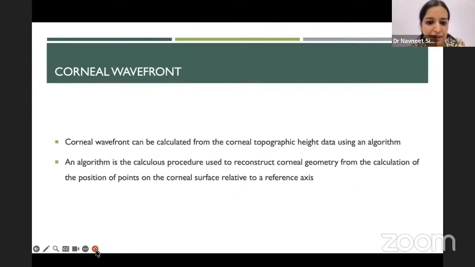Now, what is corneal wavefront? It can be calculated from the corneal topographic height data using an algorithm. An algorithm is a calculation which is usually done by reconstructing the corneal geometry after the machine has calculated the various points on the anterior and the posterior surface relative to the reference axis, which we discussed in the previous slides.